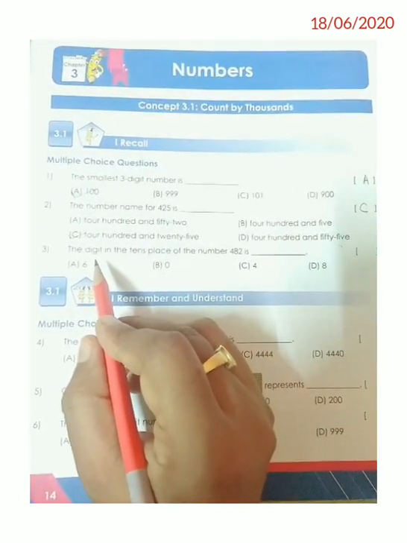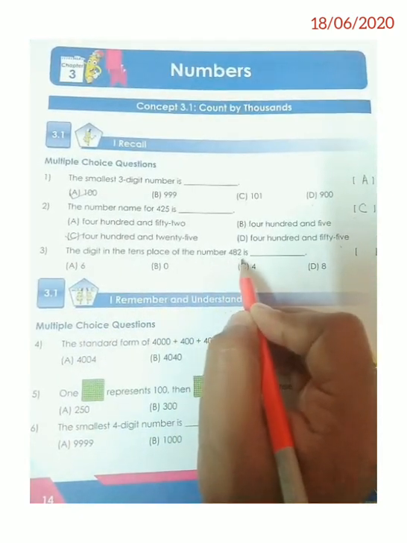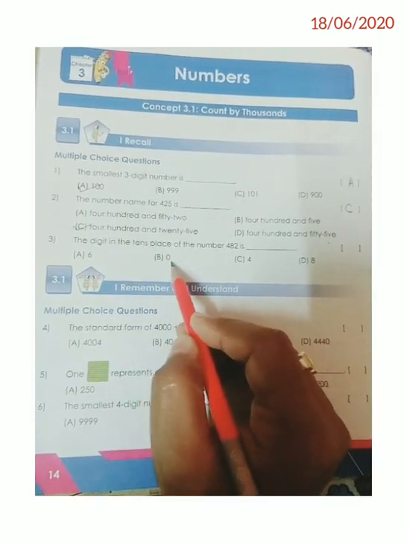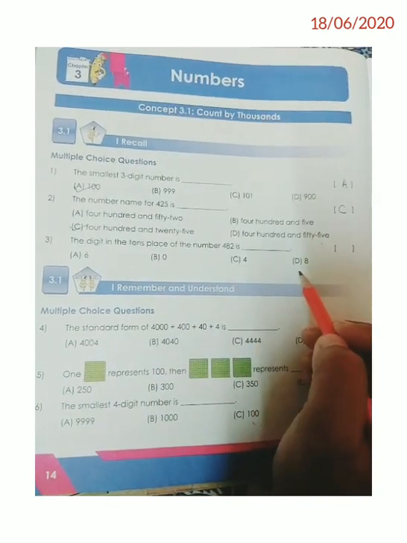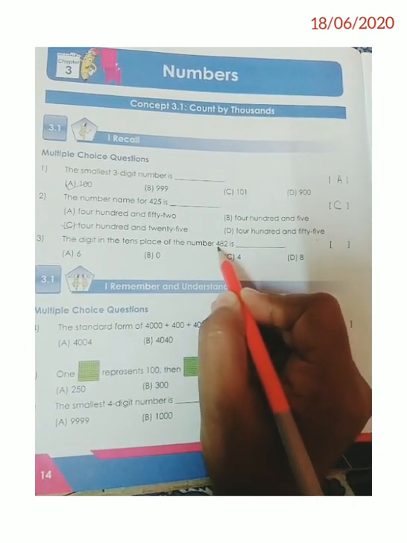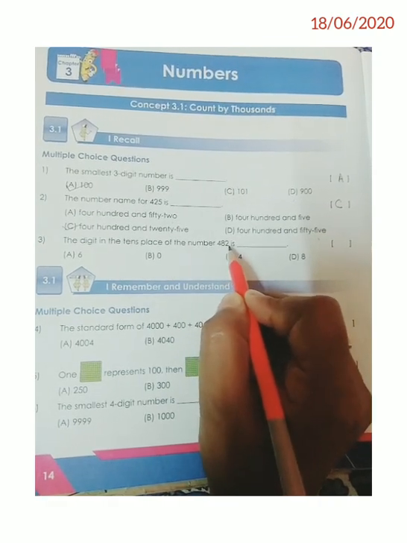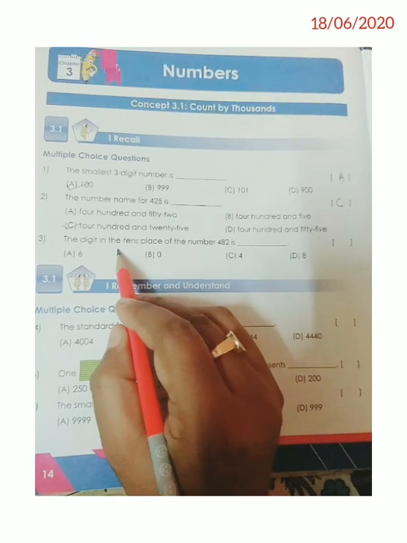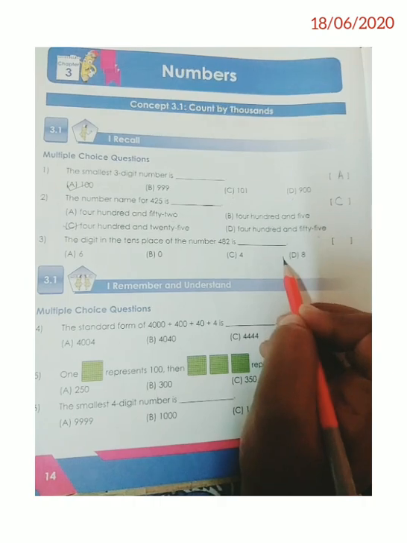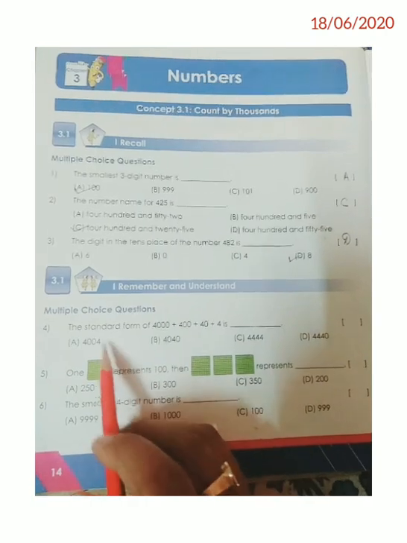Alright, now let's move on to the next question. Number 3. The digit in the tens place of the number 482 is, option A 6, option B 0, option C 4, option D 8. So dear children, look at the number carefully. In the hundreds place, the number is 4. In the tens place, the number is 8. In the ones place, the number is 2. So in the question, they are asking about the tens place. So the number is what? 8, isn't it? So the correct option is D. So write down over here D.